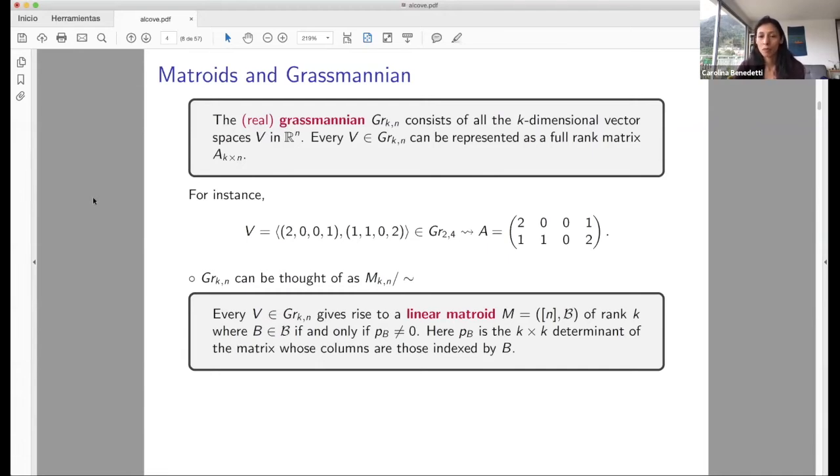And for me, a matroid in general and a linear matroid in particular is just going to be a pair consisting of a ground set, the finite set 1 up to n, which I denote by [n], and a collection of subsets. In our linear matroid, that collection is given by which subsets of the columns are a basis for the matrix you have at hand.